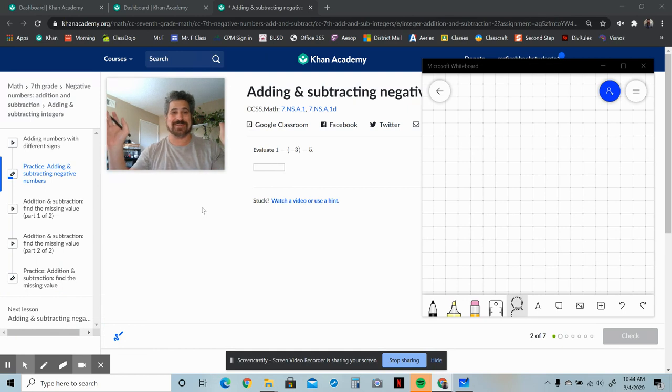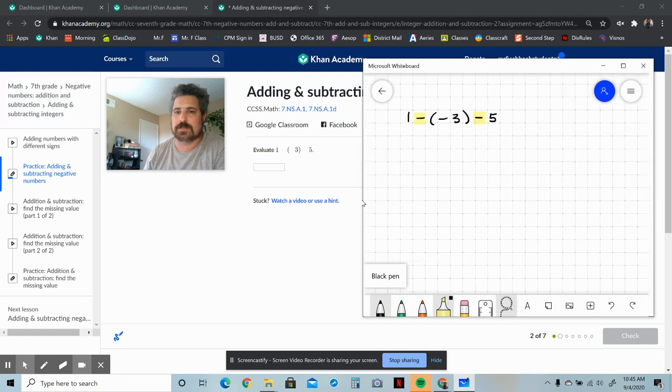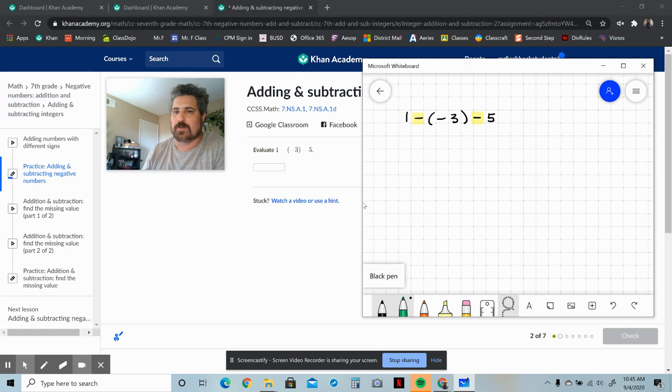Okay. Hello, everybody. Anyway, so we're going to evaluate 1 minus negative 3 minus 5. So let's go through and do that. You have 1, take away negative 3, take away positive 5. Okay? So we're going to change our subtraction to addition first. That's your first step. So you notice that there's two subtractions there. So we're going to change our subtraction to addition. And the way we do that is we add the opposite. So when we change that subtraction to addition, we take whatever was being subtracted and we make it its opposite.